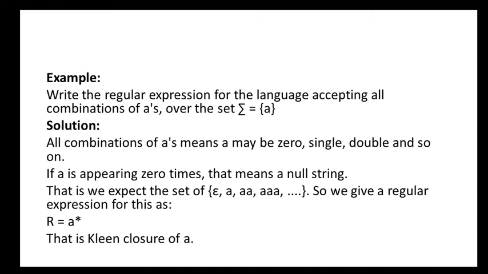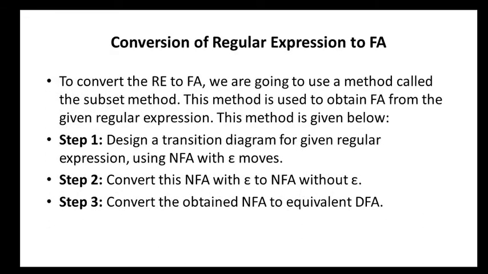If A is appearing 0 times, then it is a null string. That is, we accept the set of epsilon. Epsilon means A is appearing 0 times. Single A means A is appearing 1 time. Double A means A is appearing twice. Triple A means A is appearing thrice. So on up to N. So we give the regular expression for this as R equals A star. A star means it can have any number of A's. That is the Kleene closure of A. This is about the regular expression.